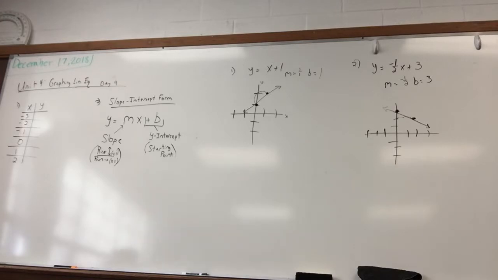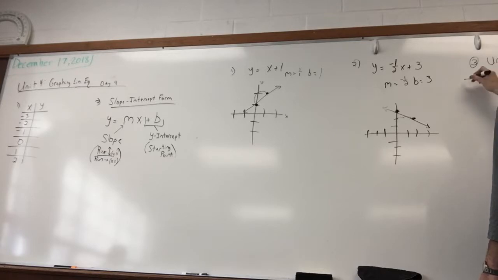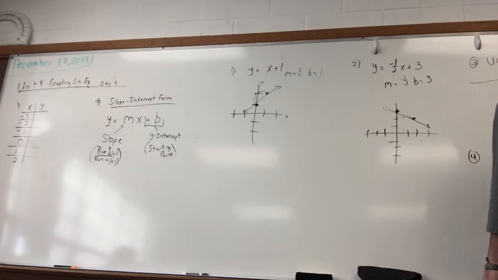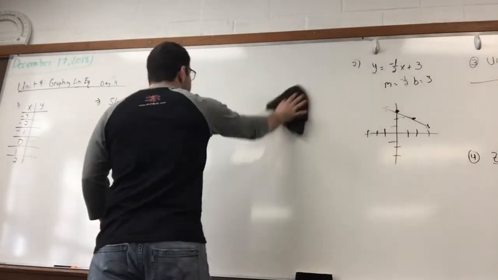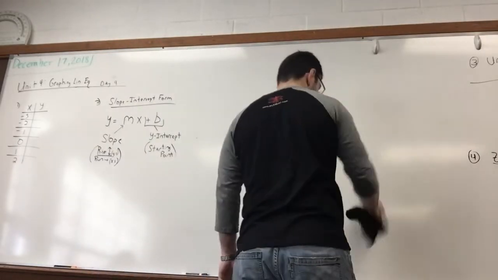Isabella. Undefined and 0. So there are still 2 more graphs that we need to find. An undefined graph and a 0 slope graph. That's what we're going to focus on today. We are still going to deal with slope-intercept form for the most part.